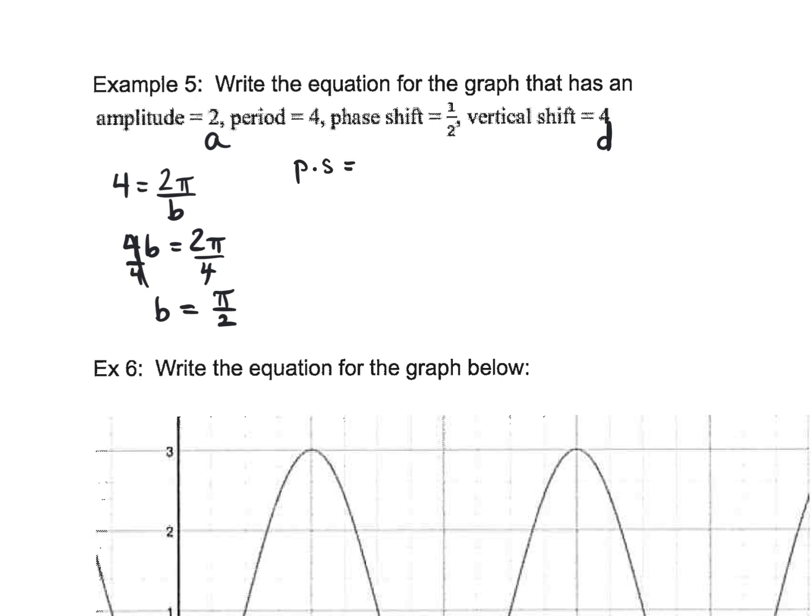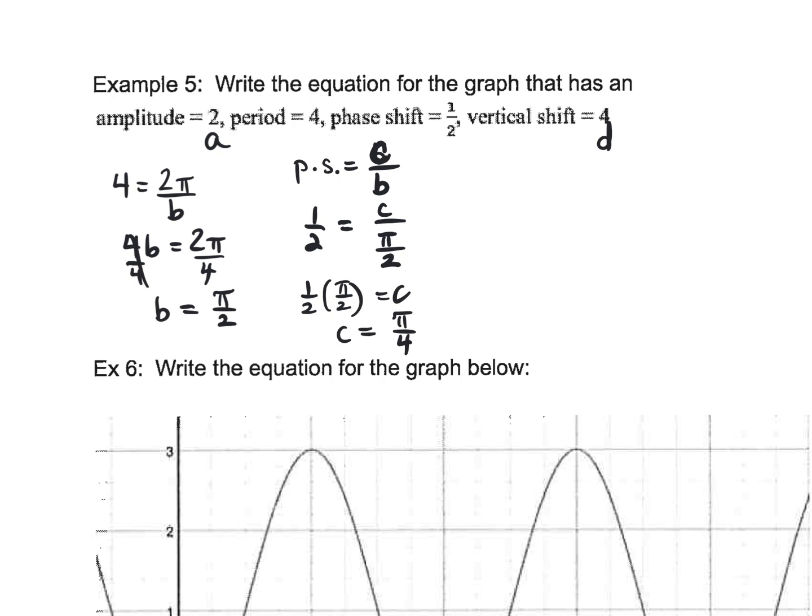Phase shift. Phase shift is equal to C over B, isn't it? The phase shift is 1/2. We don't know C, but we do know B. And again, all we have to do is cross multiply. So if we cross multiply, don't we get 1/2 times pi over 2? So what is C? What is my phase shift? What is C for this? Pi over 4. And we already have D, don't we?